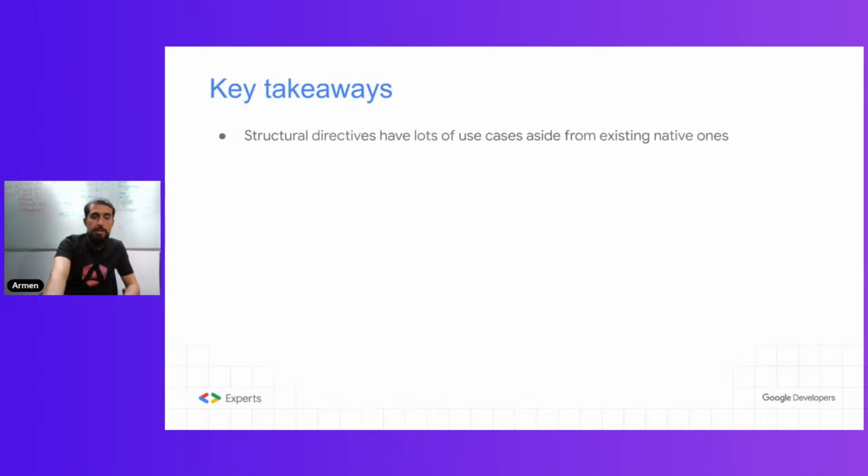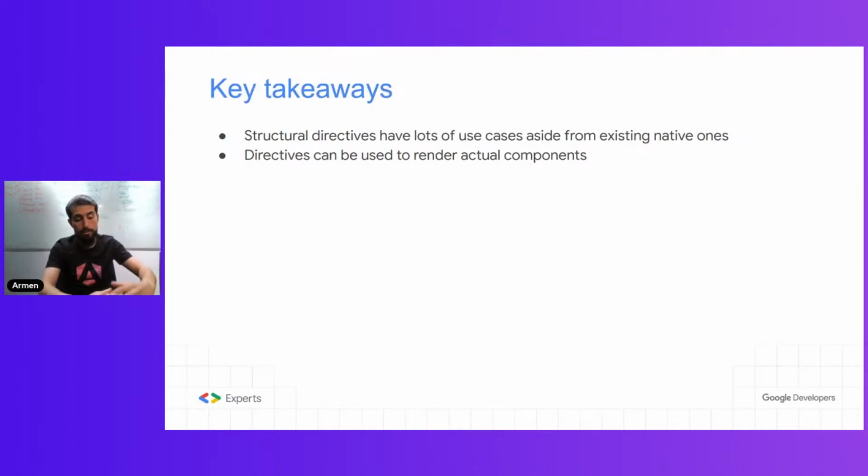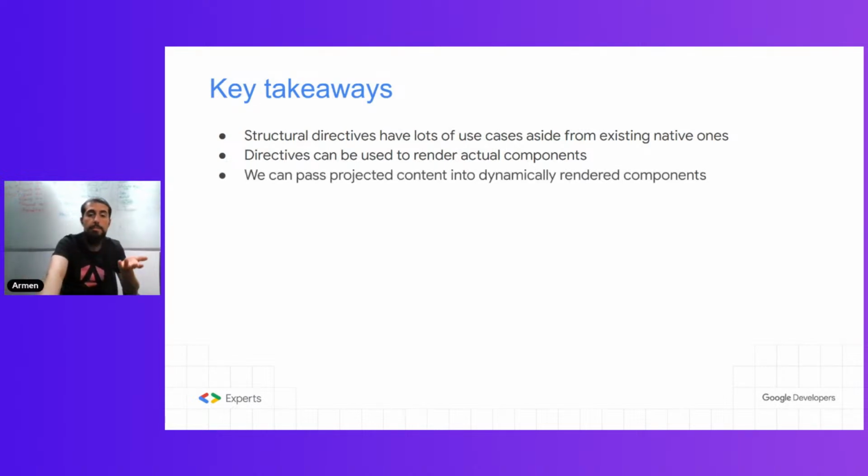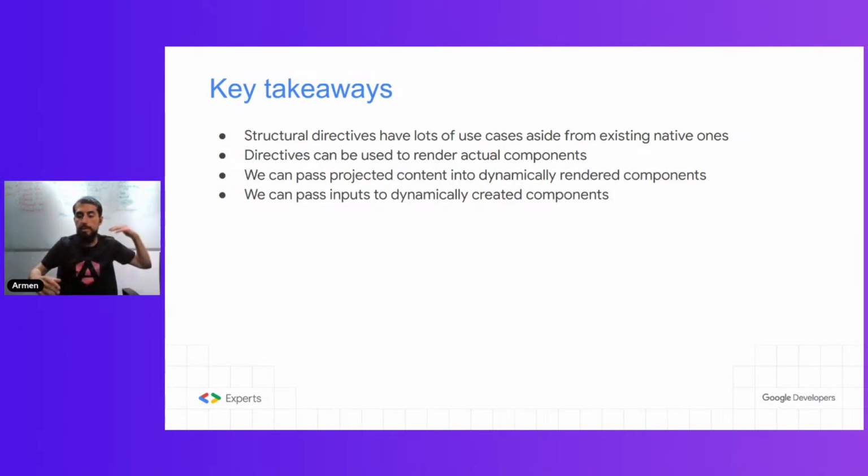So again, some takeaways here. Structural directives have use cases aside from existing native ones like ngIf or ngFor and so on. Directives can be used to render actual components. We not only work with existing templates and say, okay, pick this template and put it somewhere, but we can also create real components and project content into them. And we can pass inputs to the dynamically created components. So all the intercommunication between the parent template and this child component can work both ways.